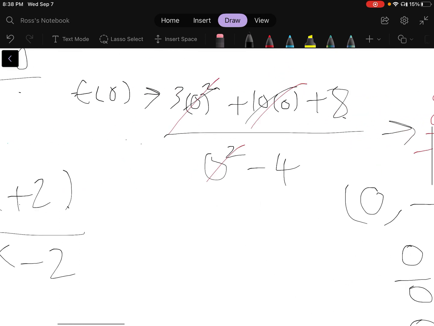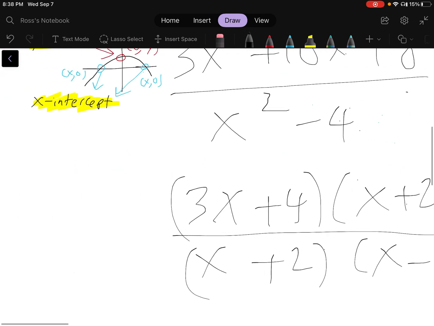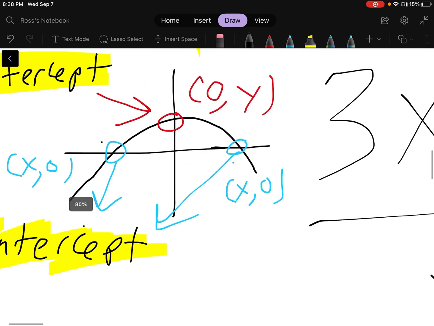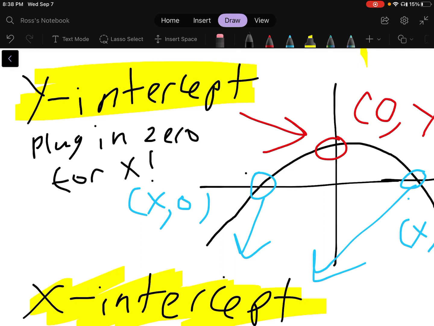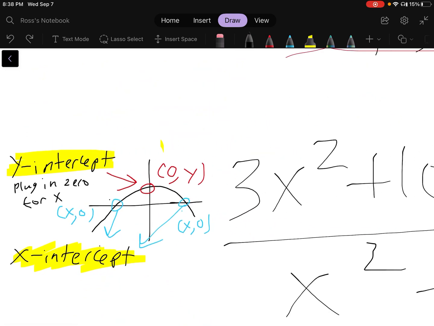So to find the y-intercept, make a note of this somewhere: just plug in 0 for x. Okay. Now for the x-intercept, we know that that's where the output is 0.